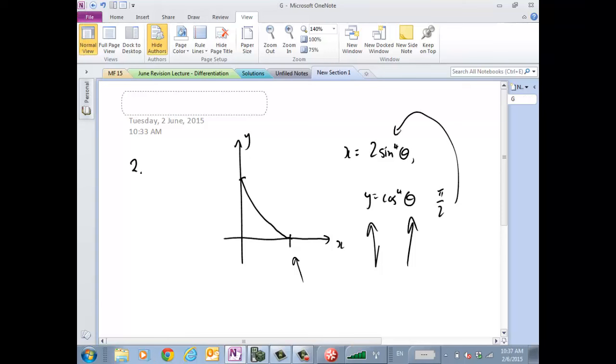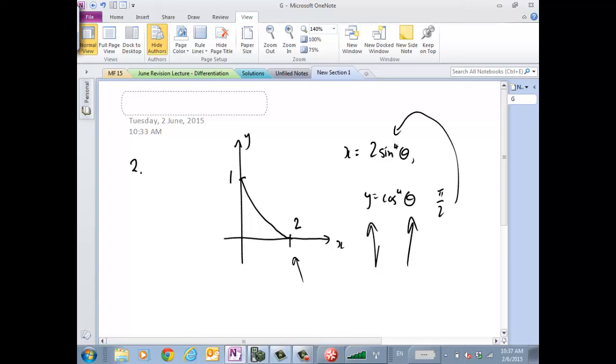Sine pi over 2 is 1. To power 4, 1 is still 1, so 2. Okay, right. So this one, anyone knows the value? Very simple. To get the y-intercept, you make x become 0. So x is 0 means theta is 0. So put 0 into cosine. Cosine 0 gives you 1. So this value is 1. Any issue with this?